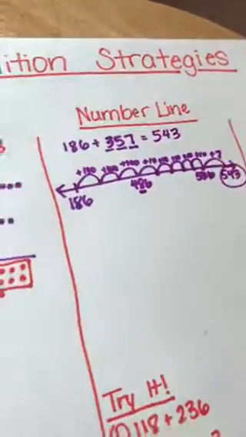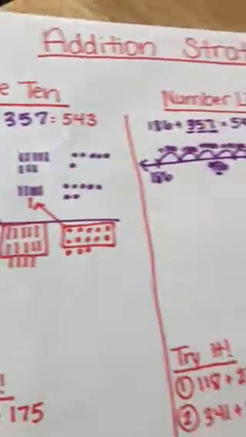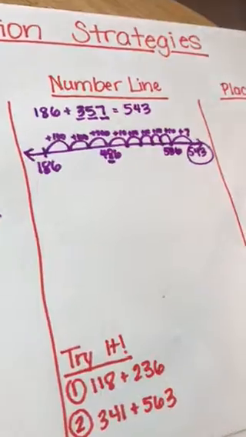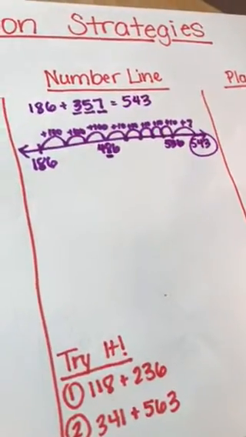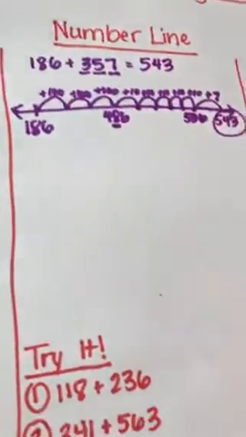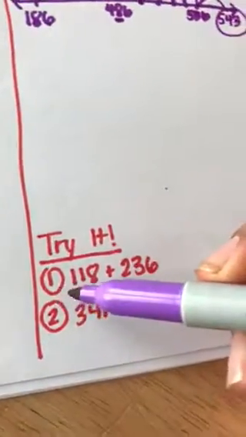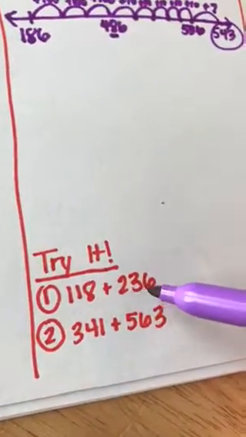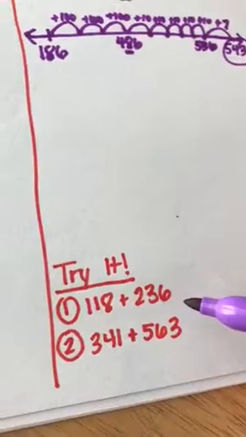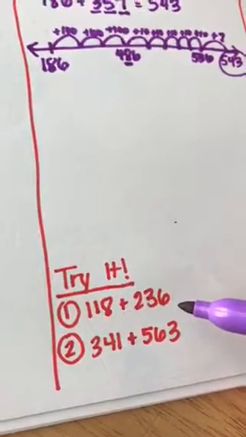When you solve an addition problem 2 different ways and you get the same answer, then it's pretty sure that you're correct. Why don't you try one? Solve 118 plus 236. Pause the video and see if you got it.